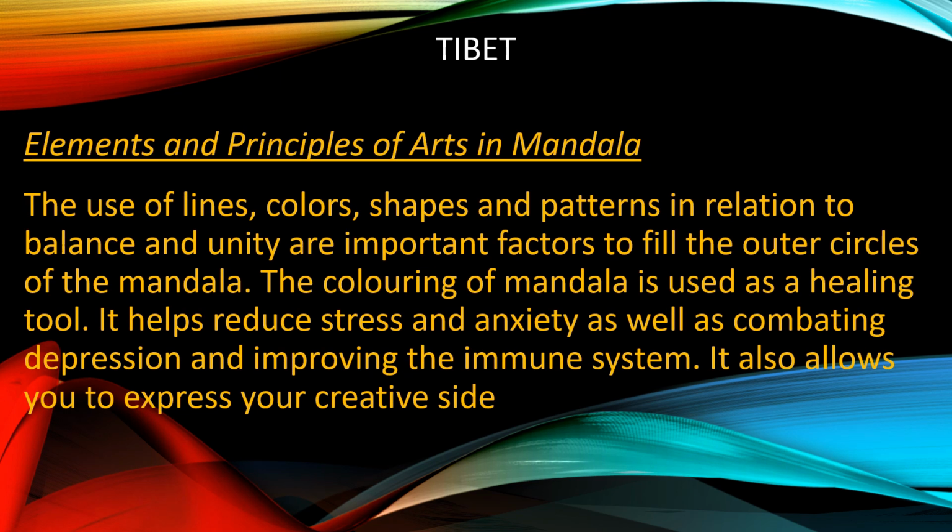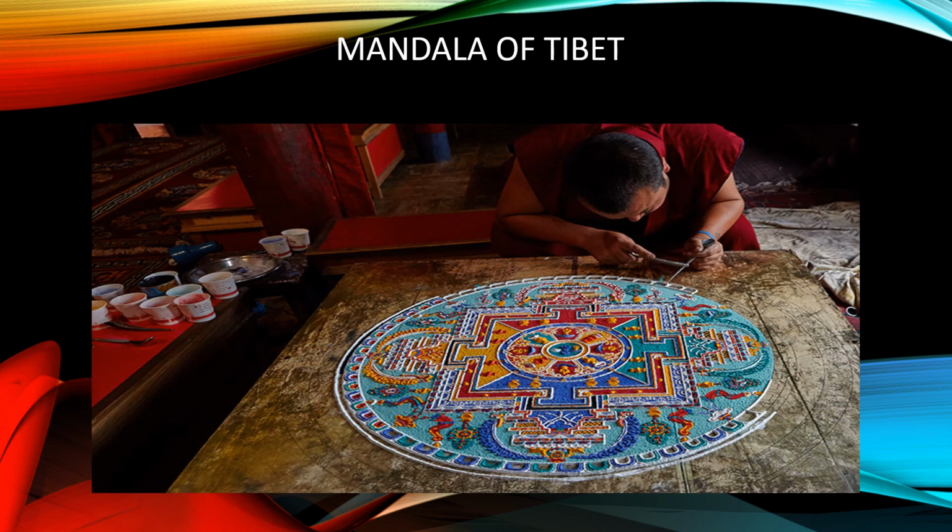So these are the elements and principles of arts in mandala. The use of lines, colors, shapes, and patterns in relation to the balance and unity are important factors to fill the outer circles of the mandala. The coloring of mandala is used as a healing tool. It helps reduce stress and anxiety as well as combating depression and improving the immune system. It also allows you to express your creative side. So this is an example of mandala of Tibet.